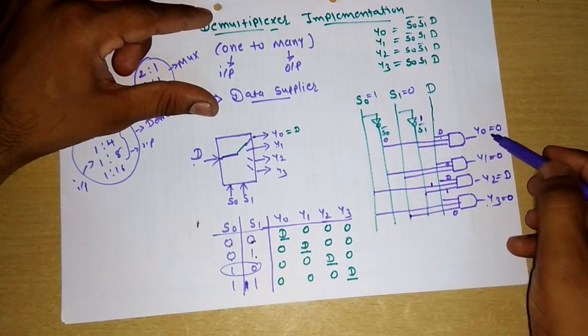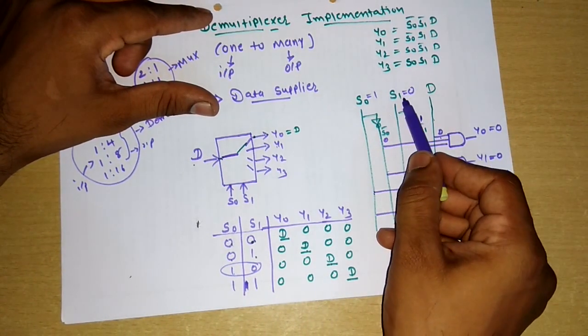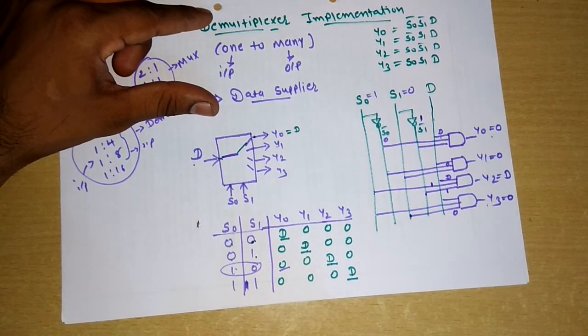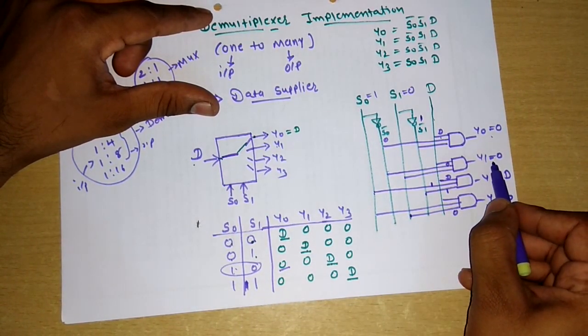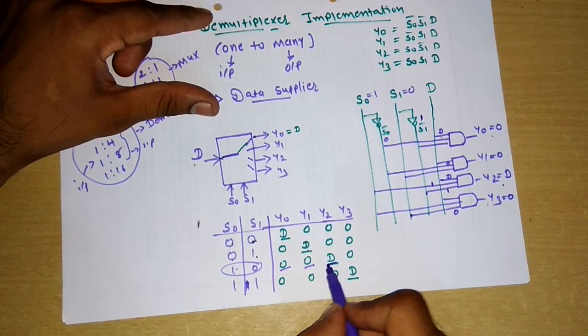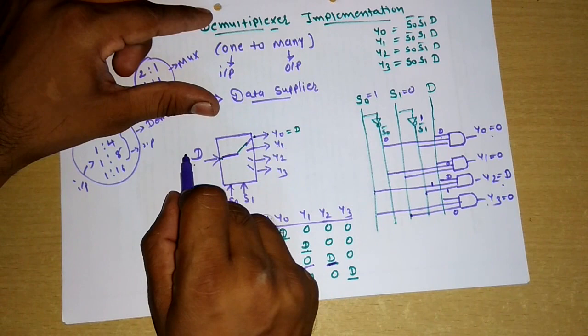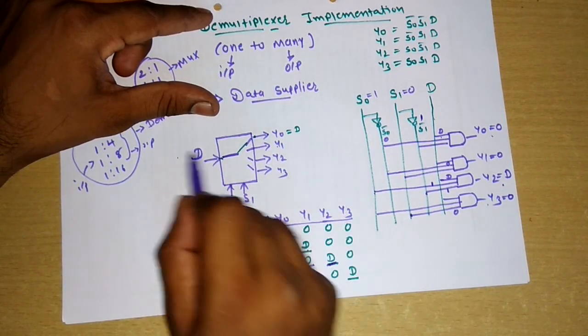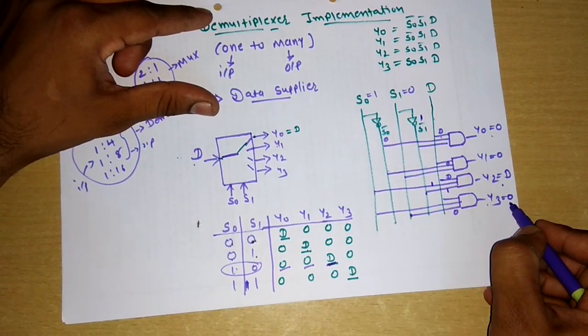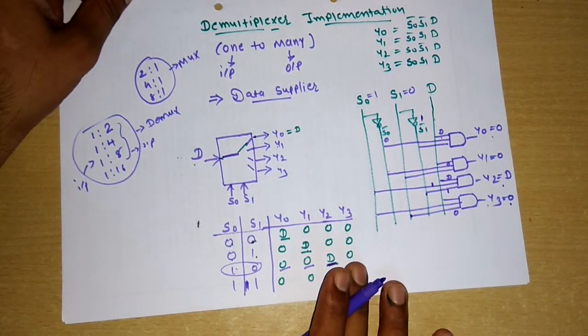So for the 1 0 combination, we got Y0 equal to 0, so this is verified. Y1 is equal to 0, so this is also verified. Y2 we got as D, so whatever value of D there is, if you apply 1 here, you get 1 at the output, and if you apply 0, you get 0 at the output. And Y3 becomes 0. So this is how we can implement the demultiplexer circuit.